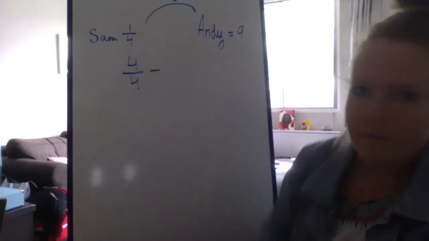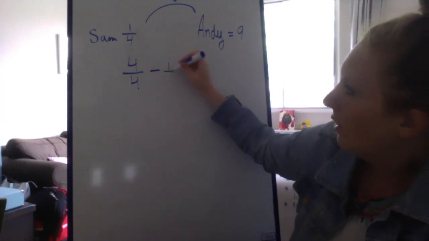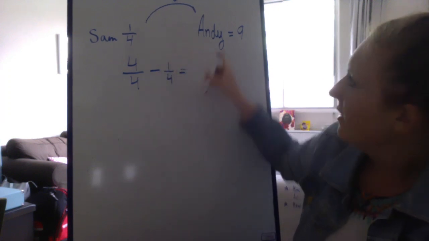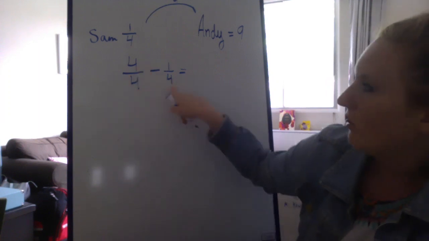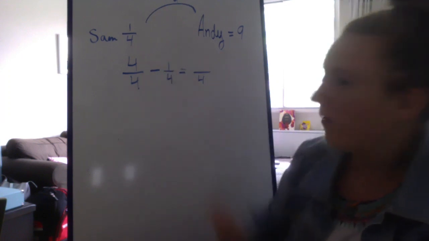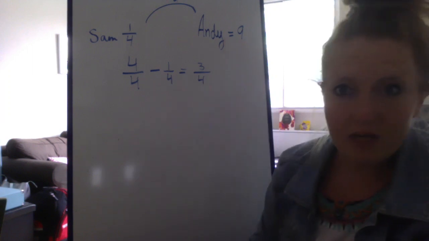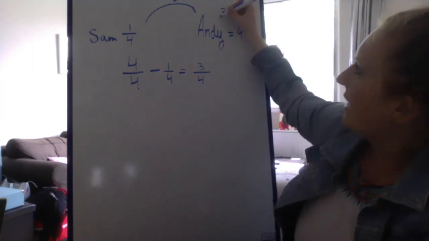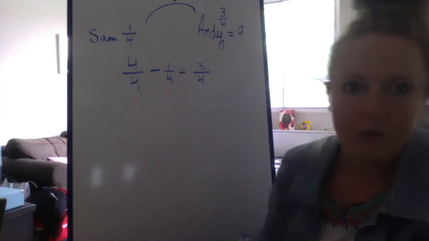So we need to go 4/4 take away 1/4, because that would be Sam, to find out how much Andy has. Now, hopefully you remember, our denominators are the same, so they stay the same. 4 take away 1, so our numerator is going to be 3. So now we know that 3/4 is what Andy has. So 3/4 of that is equal to 9.